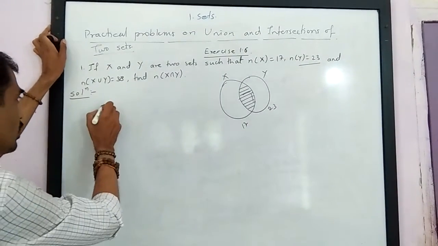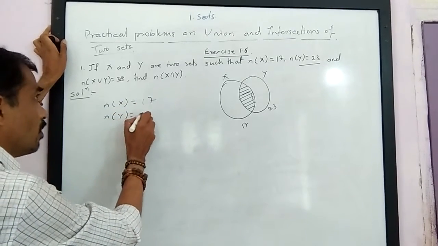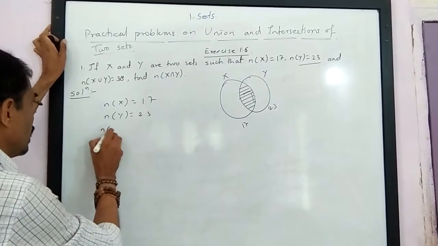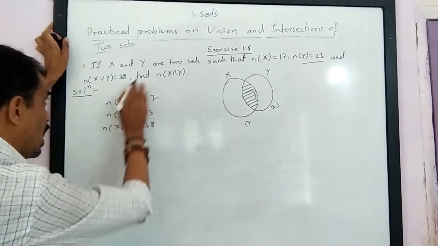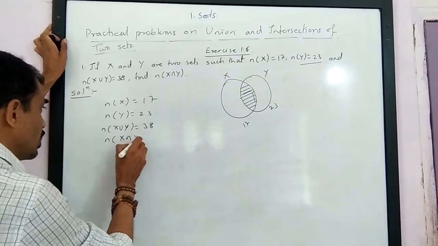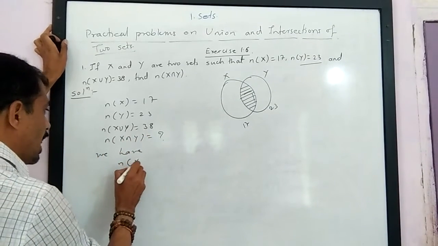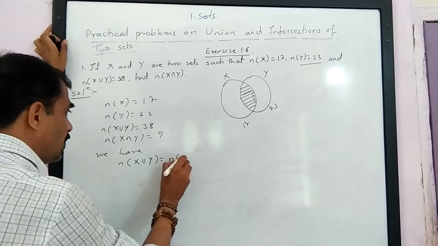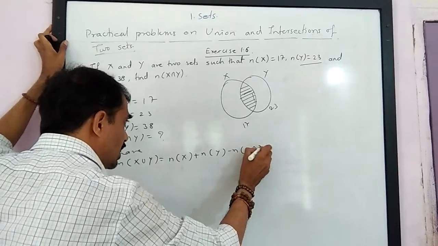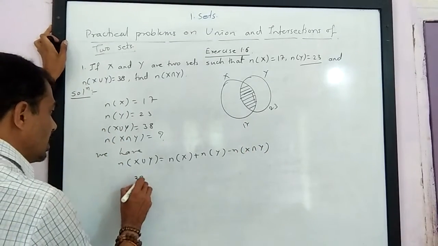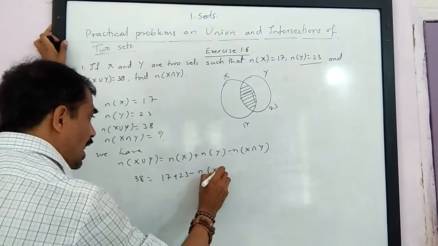If x and y are two sets, we are given the number of elements in x as 17, the number of elements in y as 23, and the number of elements in x union y as 38. We are asked to find the number of elements in x intersection y. We have the identity: the number of elements in x union y is equal to the number of elements in x plus the number of elements in y minus the number of elements in x intersection y.